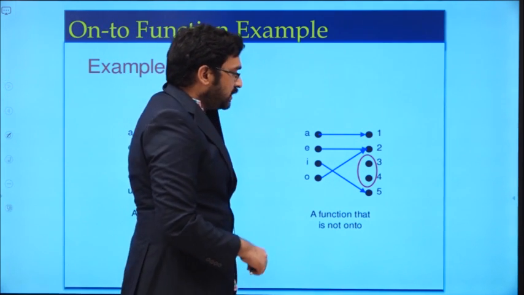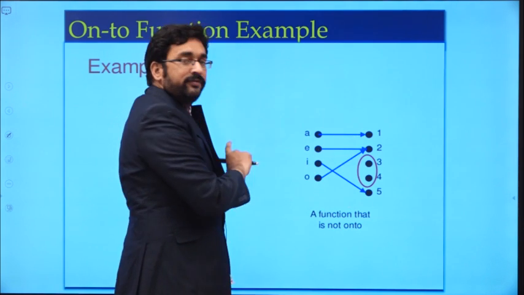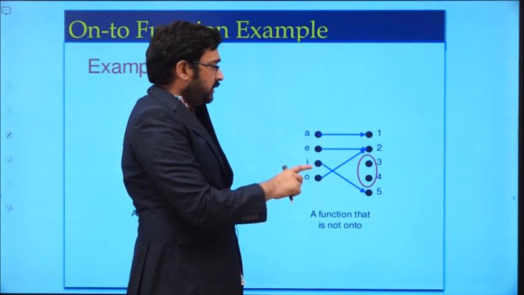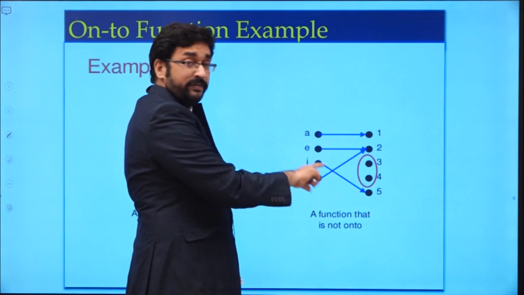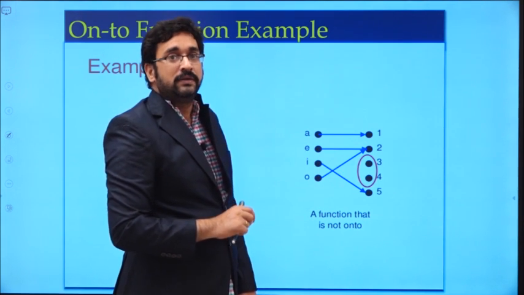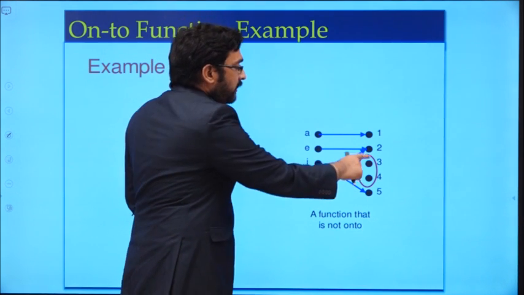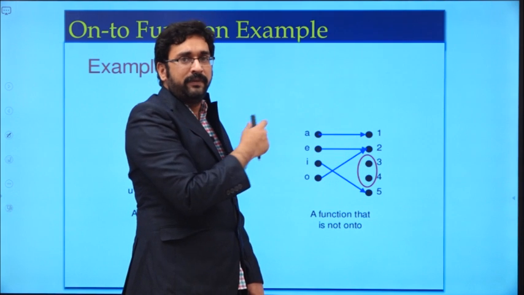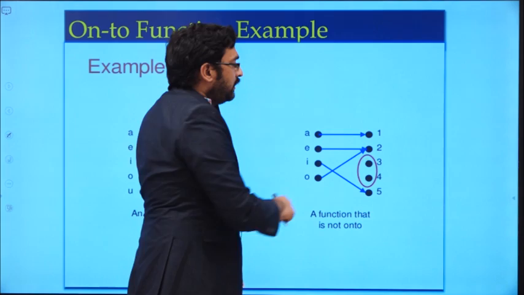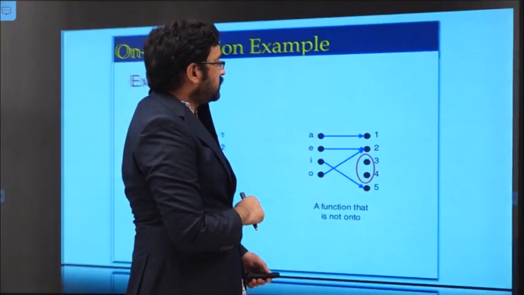This function is not onto because even though 1, 2 and 5 are having mapping from the domain, 3 and 4 don't have mapping from the domain. Hence this is not an onto function. So if we want to prove a function to be onto, every element in the codomain should have mapping from the domain, then only it will be onto. In this example, 3 and 4 are not having mapping from domain. That's why this is not an onto function.